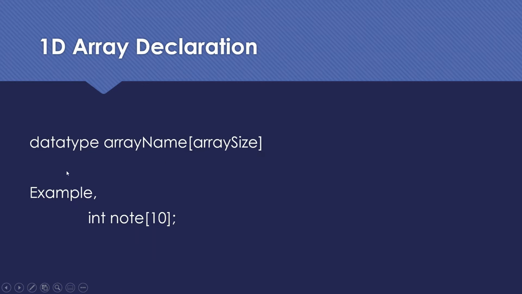For example, let's consider the example here. In here, int is the data type, which is the integer data type, note is the array name, and 10 is the array size. And this is the usual way we declare an array in a C++ program.